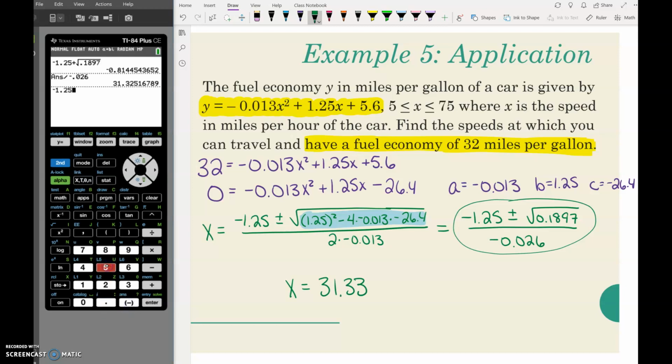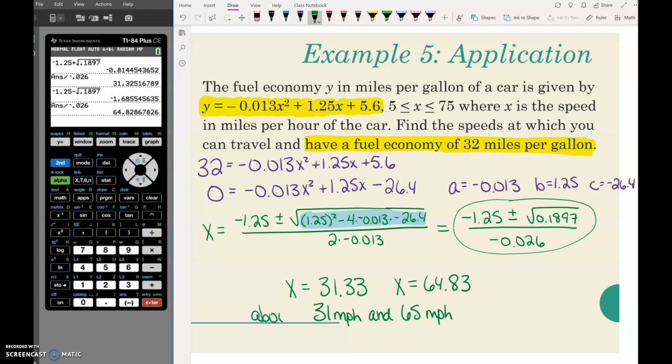Now we do the problem again using subtraction. Negative 1.25 minus the square root of 0.1897, enter, divided by negative 0.026, enter, and I get 64.83. So this is about 31 miles per hour and about 65 miles per hour. So the question was, at what speeds can you travel and have a fuel economy of 32 miles per gallon? Those two speeds would be at about 31 miles per hour and about 65 miles per hour. Those are the two speeds at which this is going to end up equaling 32.